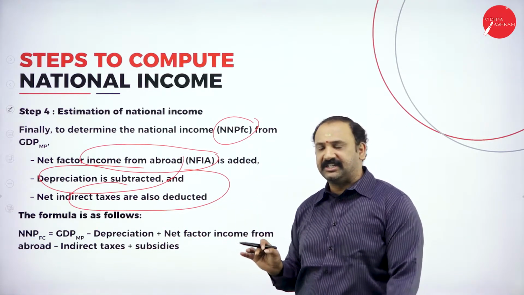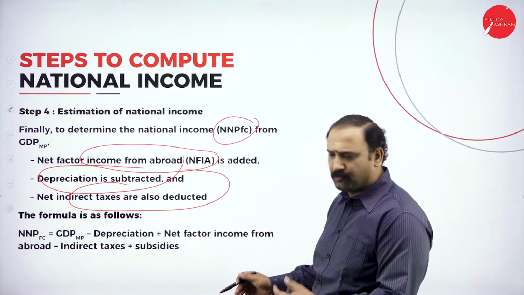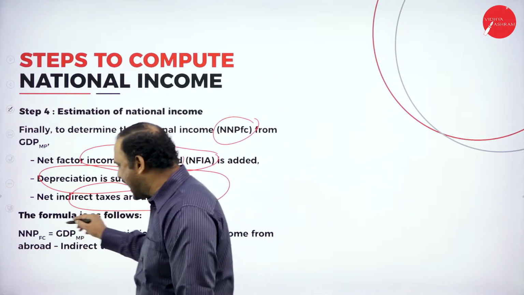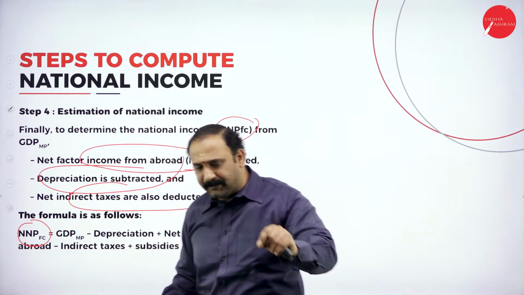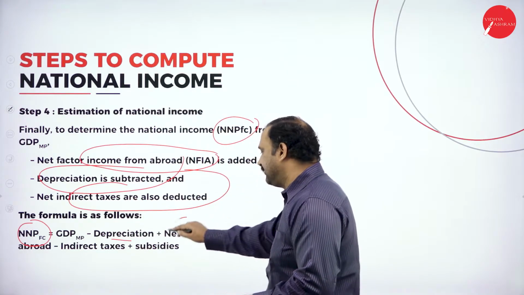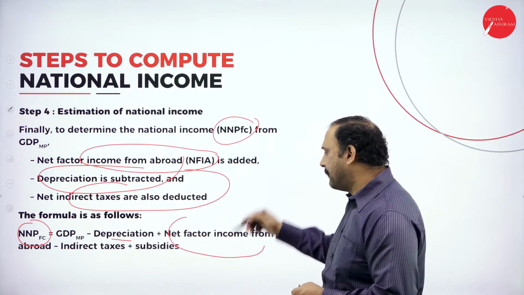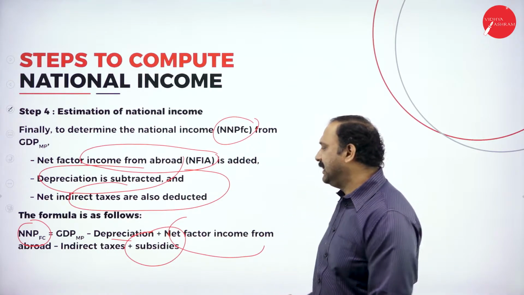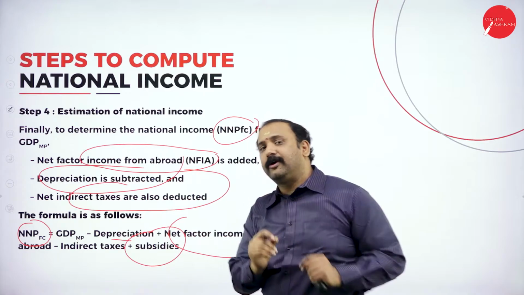When you do this deletion, you will be able to arrive at the income factor formula. So how do we calculate it? The net national product at factor cost, very important, is equal to GDP at market price minus depreciation, plus net factor income from abroad, minus indirect taxes, plus subsidies. When you add all these factors together, you will be able to get your net national product at factor cost. Just look into the formula very clearly.